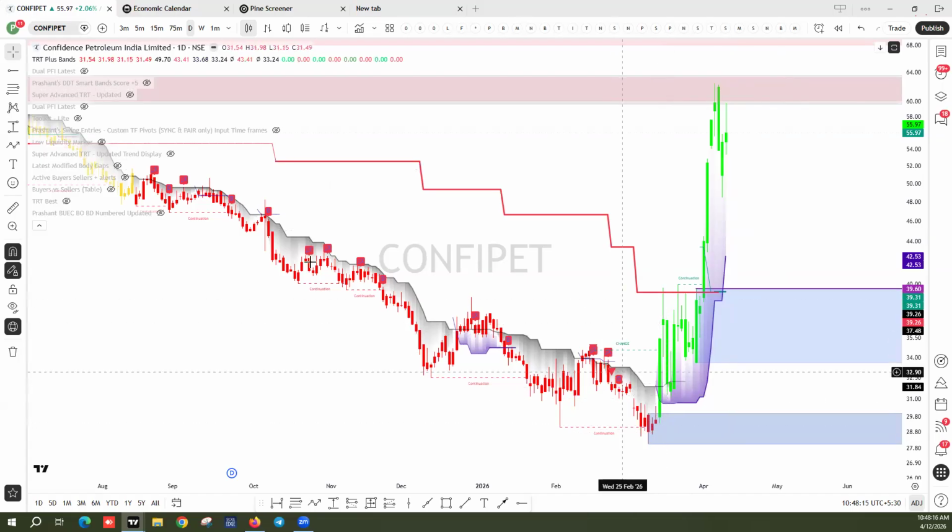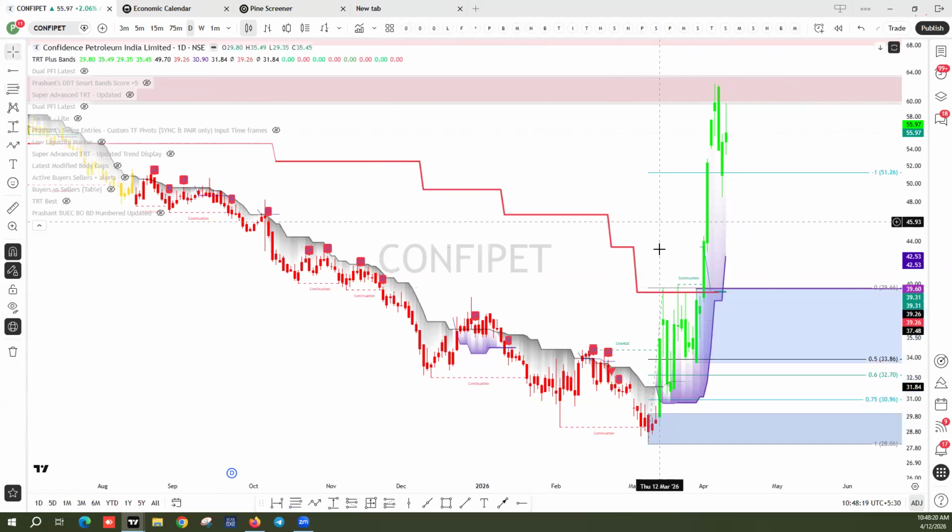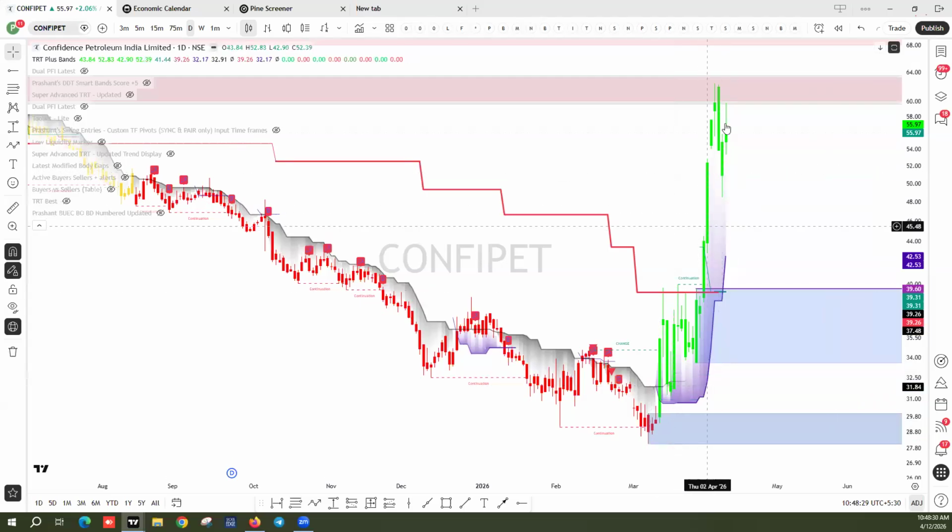It went up, gave a retracement. That was a good time to buy. It gave 60% retracement. Because I don't like to buy below the bias band, I will not buy this. I will let it go. That is fine. But now it has expanded very rapidly. So this kind of rapid expansion, we should avoid taking fresh entries. Let it consolidate. If it breaks out, then it can go up nicely.